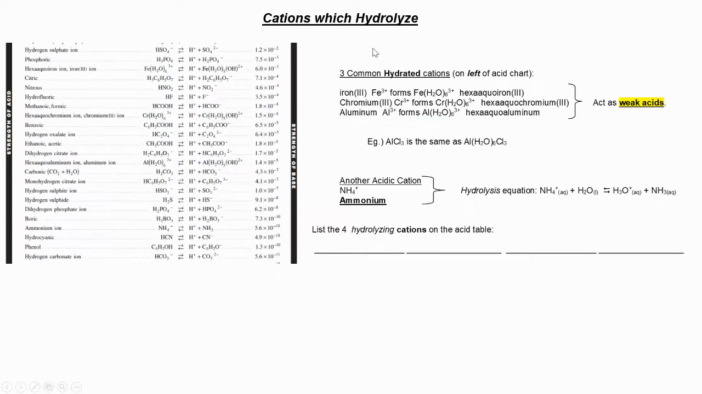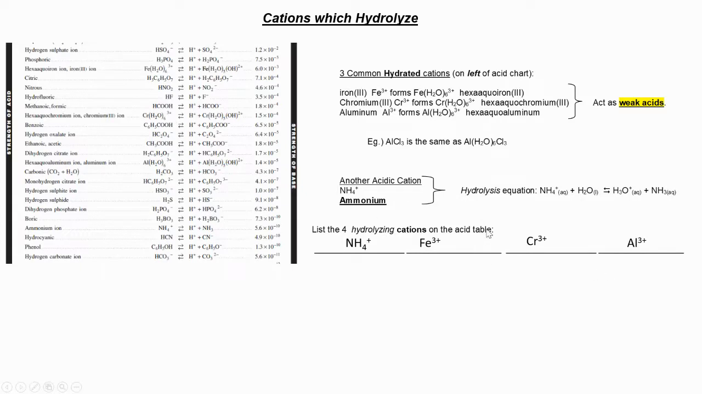Other cations which hydrolyze, three common ones on the left. The first cation is pretty easy to talk about. That's just our ammonium ion, NH4 plus, which reacts with water to make H3O plus and NH3. So NH4 plus, that's fine. Fe3 plus, we can see it right there, third from the top, and Cr3 plus, and the Al3 plus.